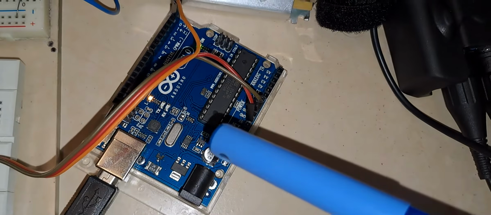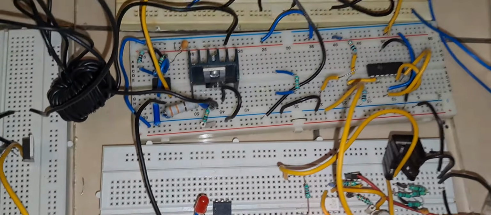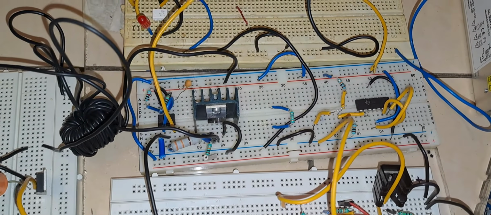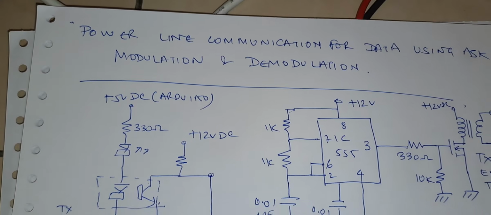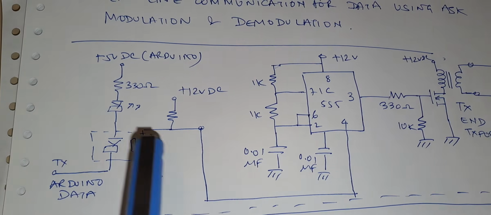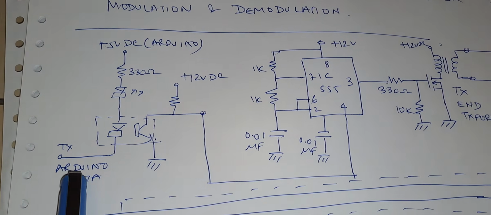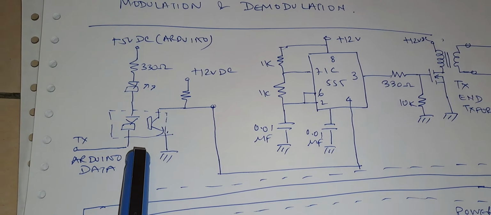I will show you the data capture. So this is how the circuit is wired. So let us look into the circuit diagram first. So this is the layout of the circuit diagram. You can see the transmitted data is arriving here.